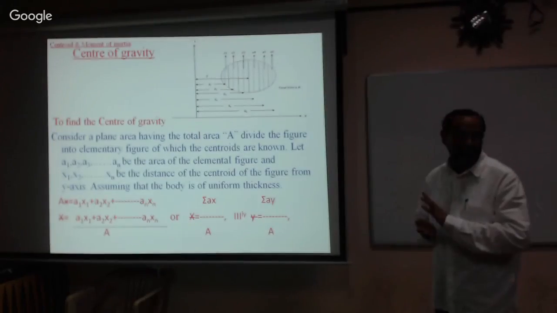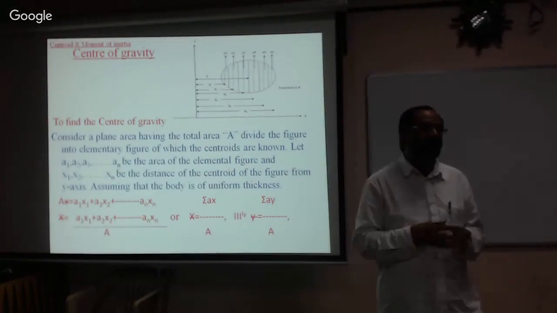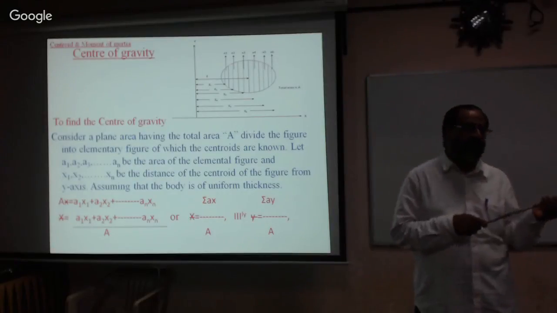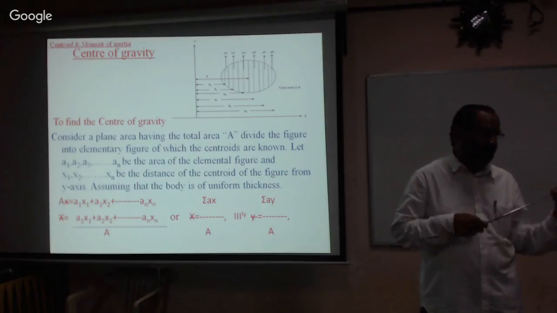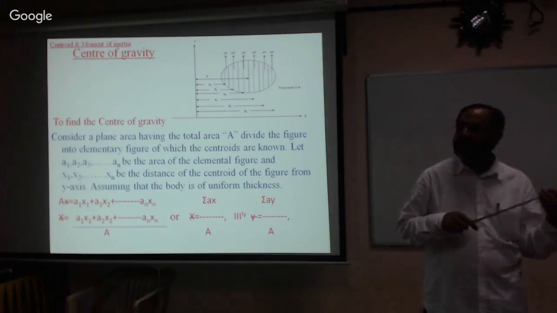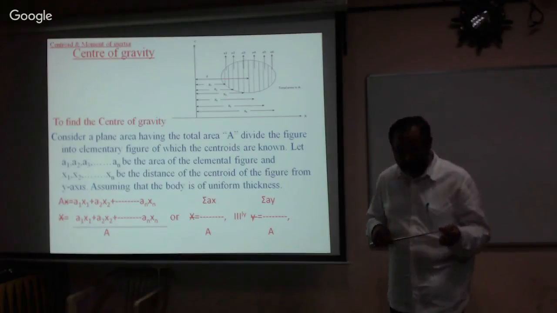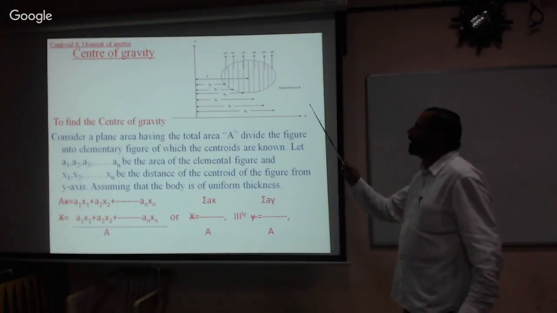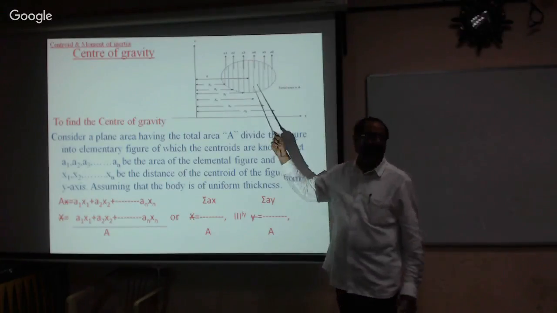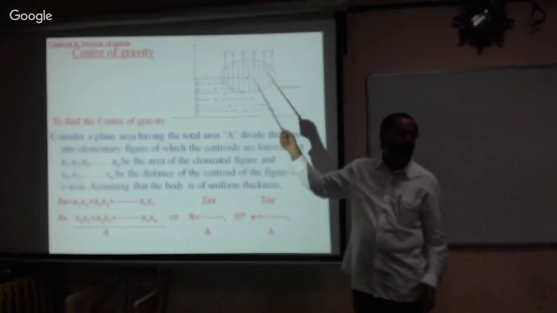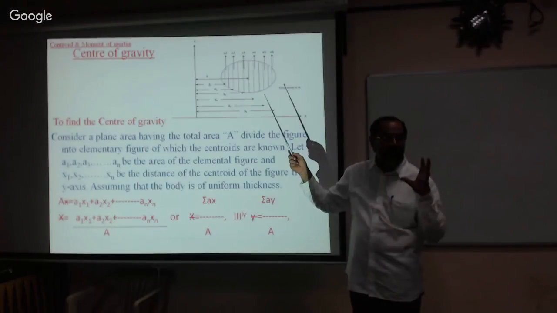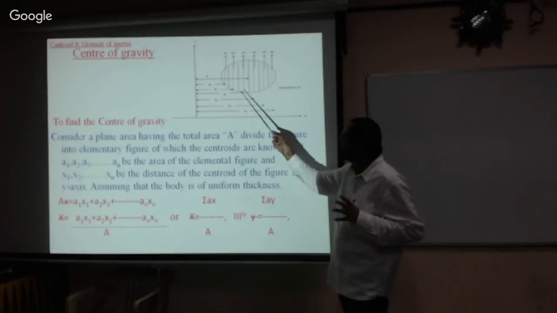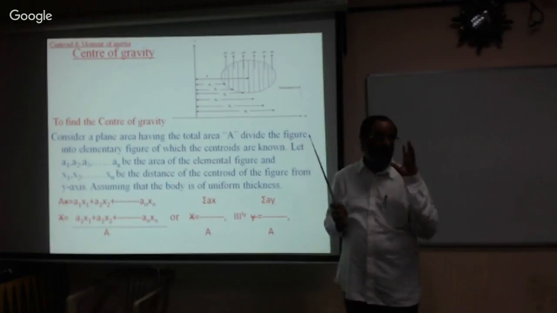How to calculate the centroid of a given figure? The centroid can be calculated for any shape, whatever the shape of the material or section, a plane figure. For example, let us take one irregular figure. How to calculate the centroid of this irregular figure? What should we do first?